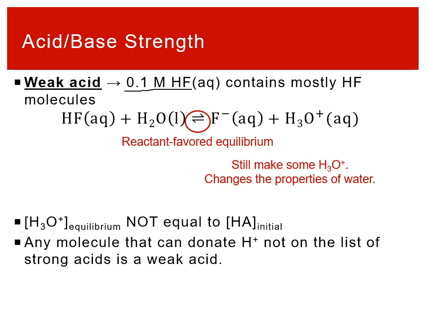But what is a weak acid? Any molecule that can donate H+ that's not on our list of strong acids is a weak acid. So we had 6 strong acids. Everything else, it's got to be weak. That's why we just list out all the strong acids, and by omission, if something's not on that list, we can assume a weak acid. So HF isn't on that list, it's a weak acid.